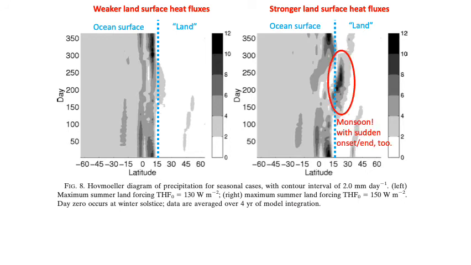And something jumps out, which is the monsoon: a relatively sudden onset of strong precipitation that shifts inland around, say, day 150 to day 200. And then there's also a relatively rapid end to it. So this jump inland in the precipitation is really the monsoon right there. There's a clear contrast, a clear threshold behavior, between weaker and stronger land surface heat fluxes.